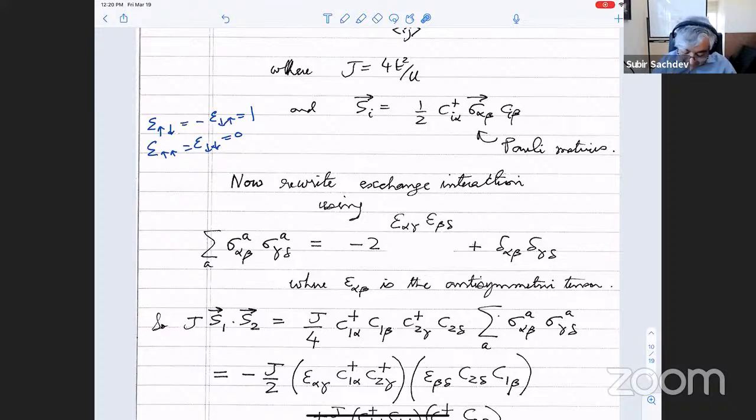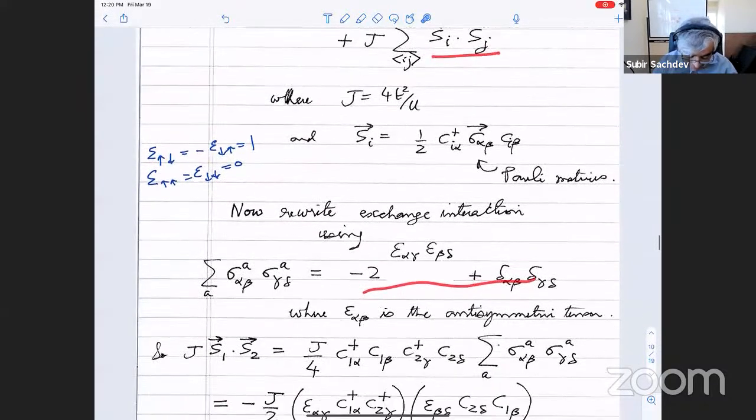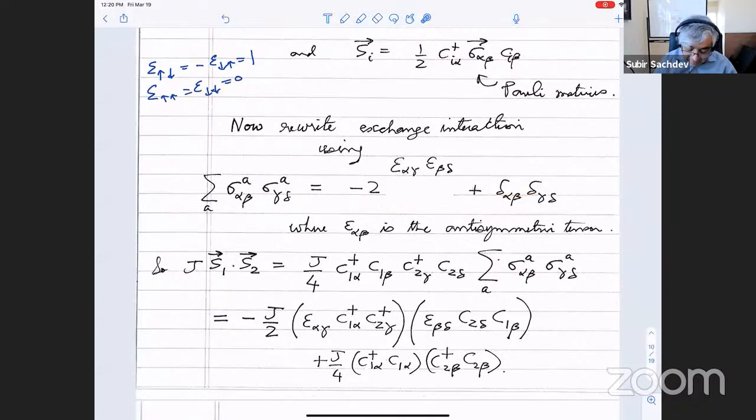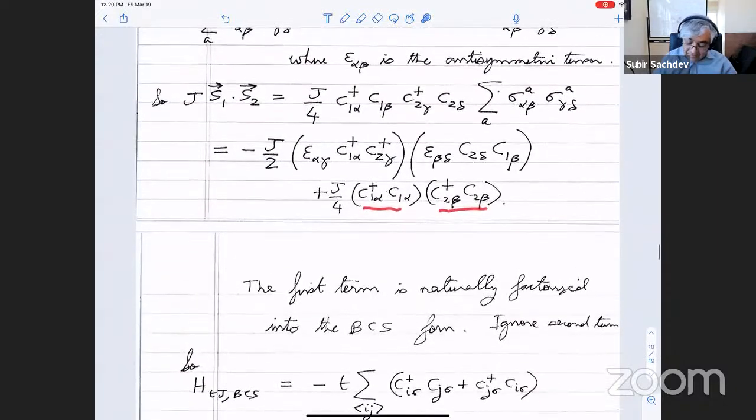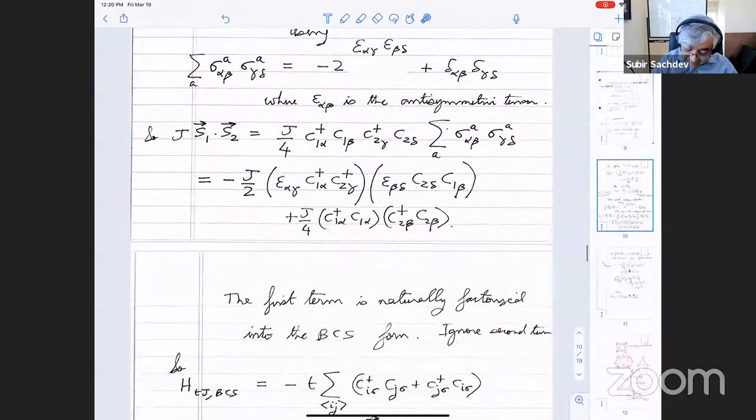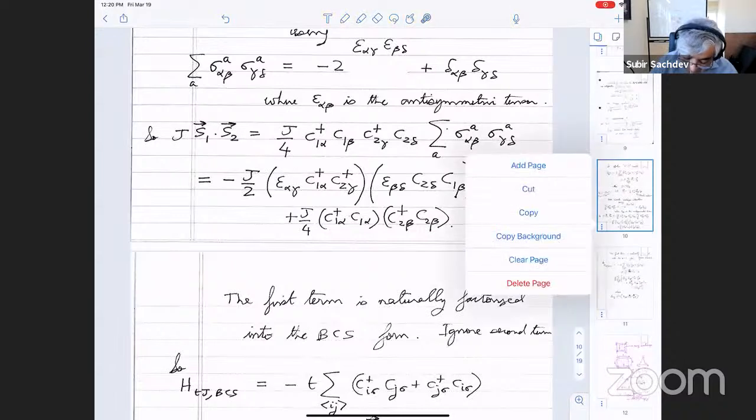All right. So now I plug this formula into S1.S2. So I have two sides, S1.S2. This is what I have. The sigmas are just numbers that I pull out and I apply this formula, and then I get -J/2 epsilon alpha gamma C dagger 1 alpha C dagger 2 gamma, and the conjugate combination, and then I get this and this. Now we notice something interesting. This first term especially has a really neat form.